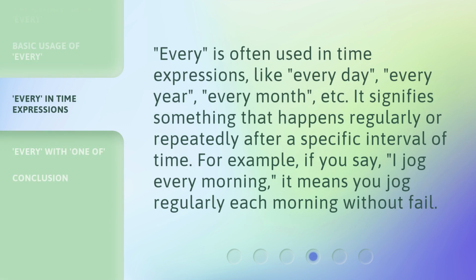Every is often used in time expressions, like every day, every year, every month, etc. It signifies something that happens regularly or repeatedly after a specific interval of time. For example, if you say, I jog every morning, it means you jog regularly each morning without fail.